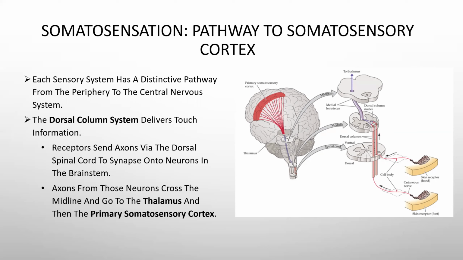Okay. Axons from those neurons cross the midline and go to the thalamus. Okay, again, that thalamus being that switching station, saying, oh, you know what, this is input that needs to go to somatosensory cortex. And therefore, it sends it up to the primary somatosensory cortex.